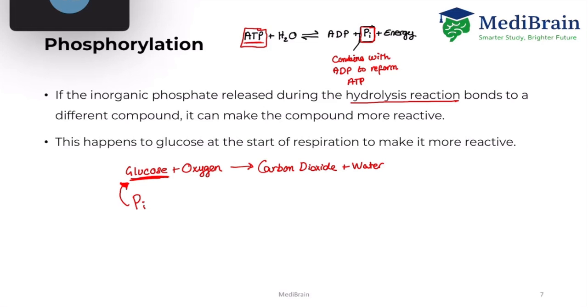Okay, and that's basically phosphorylation. Phosphorylation is basically when ATP is broken down, we know that the phosphate group has detached from ATP to form ADP and Pi. Where is that inorganic phosphate group going to go? Well, it can combine with ADP to reform ATP, or it can go on and combine with a different compound, and it can make that compound more reactive because phosphate groups are very reactive, and that's why ATP is able to release that influx of energy.